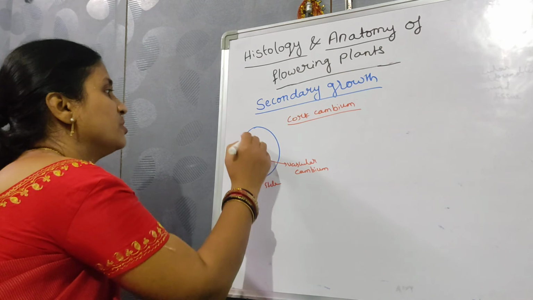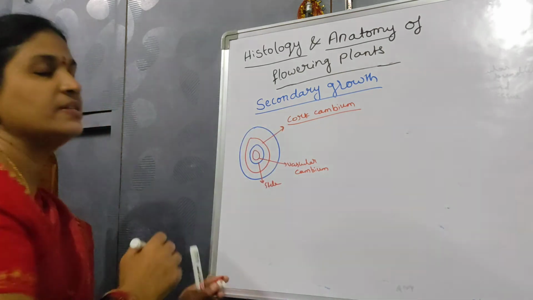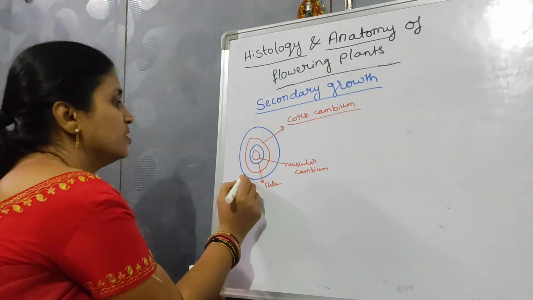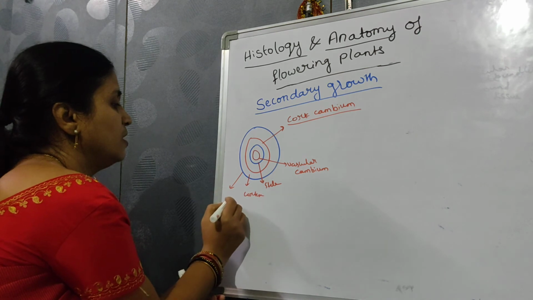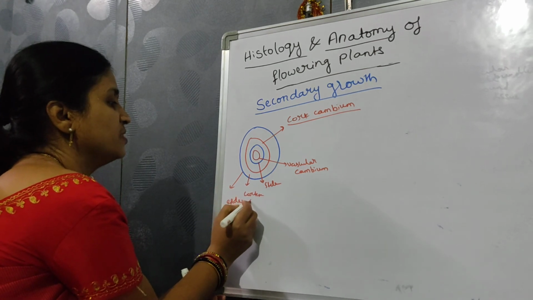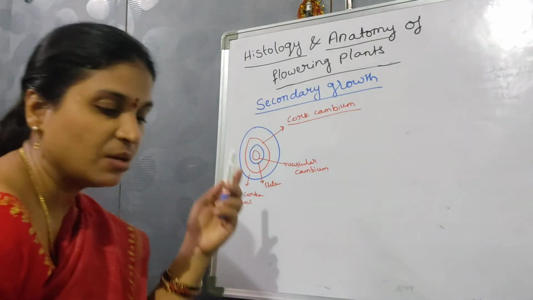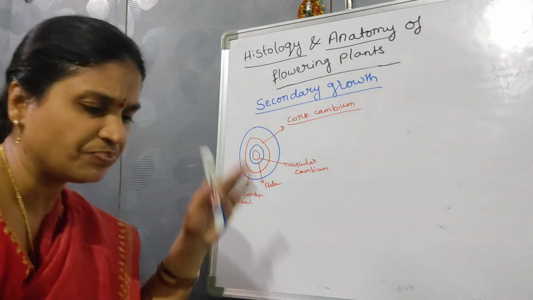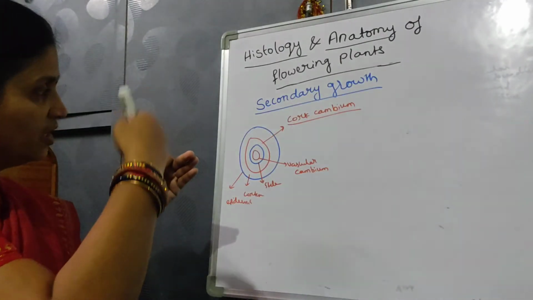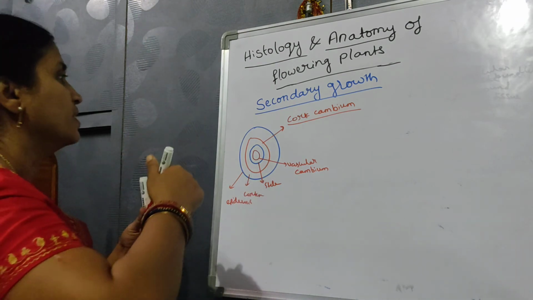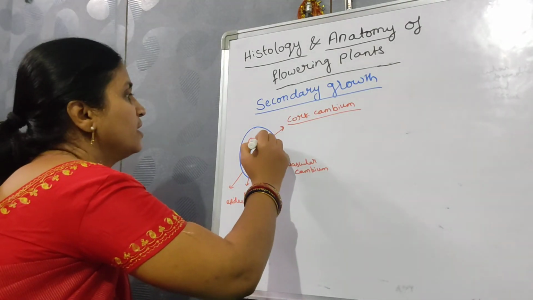So this cork cambium is going to be present inside the cortex. Okay, this region is called as cortex. This is nothing but the epidermis, isn't it? Transverse section of stem we have seen. So this is the cork cambium. This cork cambium is going to cut off the cells into outer region and inner region, outer to the cortex and inner to the cortex. Okay, so it cuts off the cells.